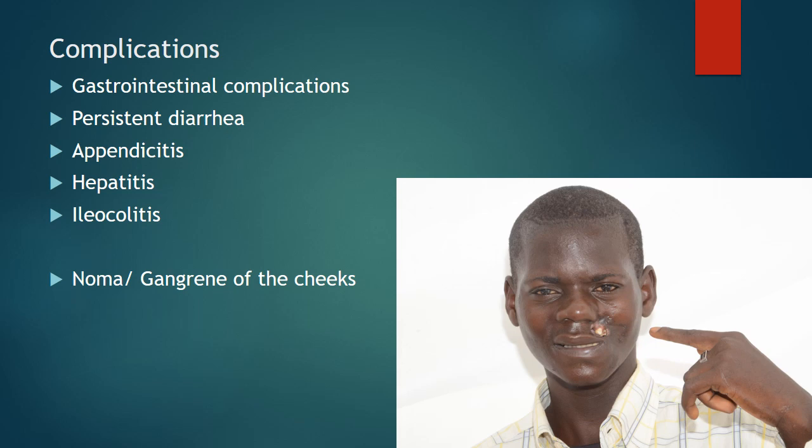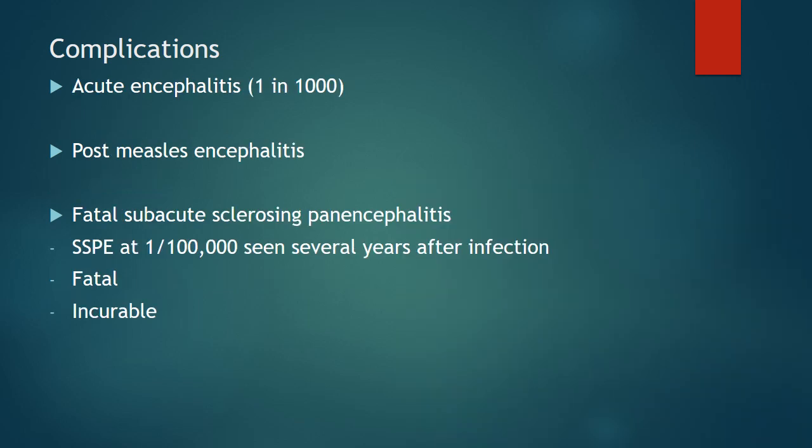So gastrointestinal complications like persistent diarrhea, appendicitis, hepatitis, and ileocolitis may be present. And there can also be noma or gangrene of the cheeks. Other complications include acute encephalitis, which occurs in 1 in 1,000 patients, post-measles encephalitis, and the fatal subacute sclerosing panencephalitis, SSPE. SSPE occurs in 1 per 1 lakh, and it is seen several years after infection. It is fatal and it is incurable.